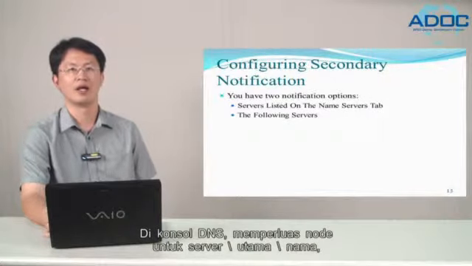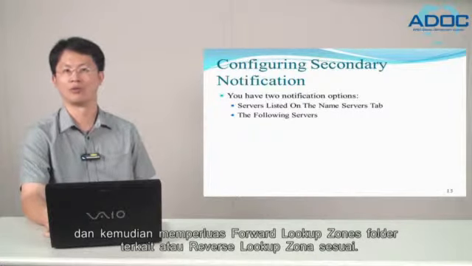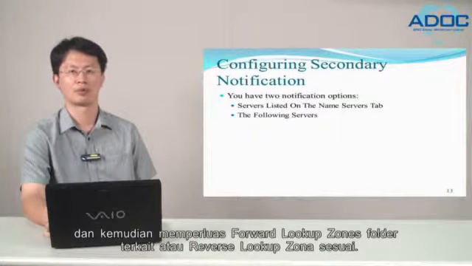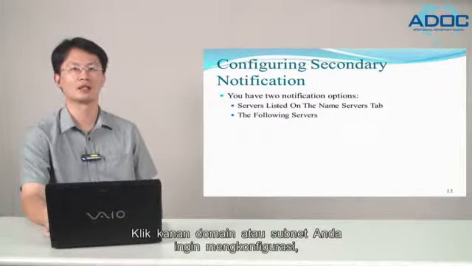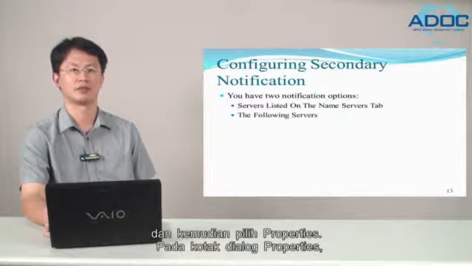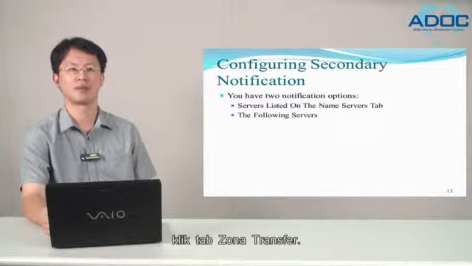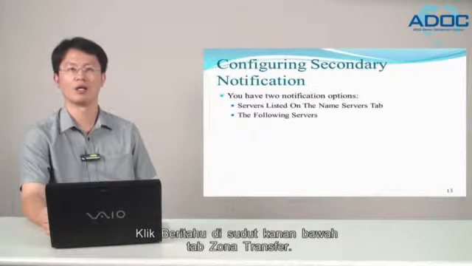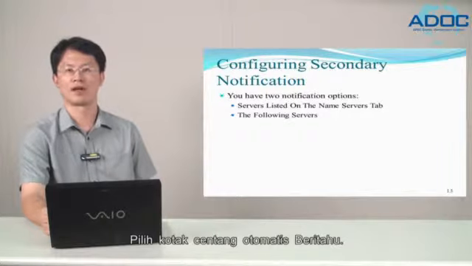In the DNS console, expand the nodes for the primary name servers and then expand the related Forward Lookup Zones or Reverse Lookup Zones folders as appropriate. Right-click the domain or subnet you want to configure, and then choose Properties. In the Properties dialog box, click the Zone Transfers tab. Click Notify in the lower right corner of the Zone Transfers tab. Select the Automatically notify checkbox.